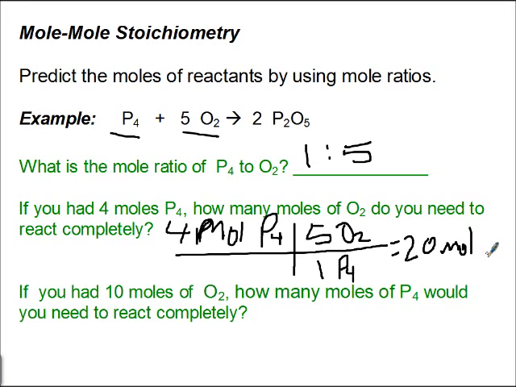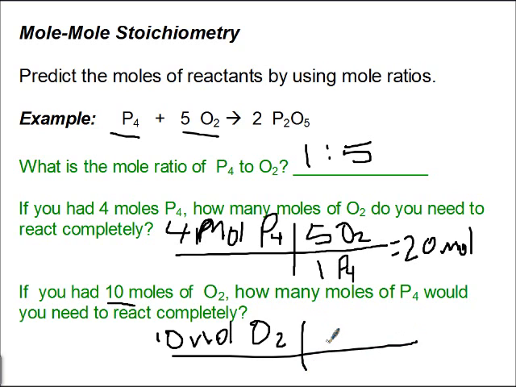Again, it's simply a ratio. It's like when we had 2 eggs for a batch of cookies, we had to multiply it by the ratio we're going to need. I can do the same thing. If I have 10 moles of O2, this time I'm going to divide by the 5. 10 moles of O2, and there's 1 P4 for every 5 O2. So I can see that I'm going to have 2 moles of P4 if I have 10 moles of O2 to start with.